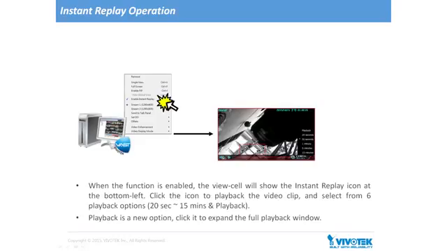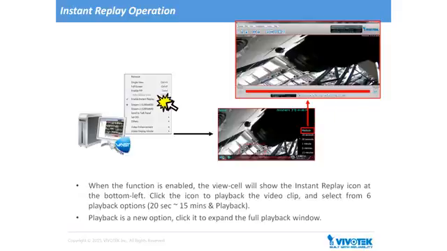When the Instant Replay enhancement function is enabled, the view cell will display the Instant Replay icon at the bottom left. Click the icon to play back the video clip and select from 6 playback options, from 20 seconds to 15 minutes, and playback. By clicking playback, users can expand to the full playback window.